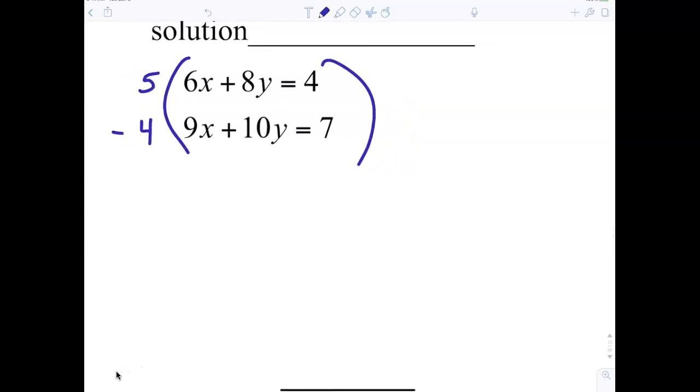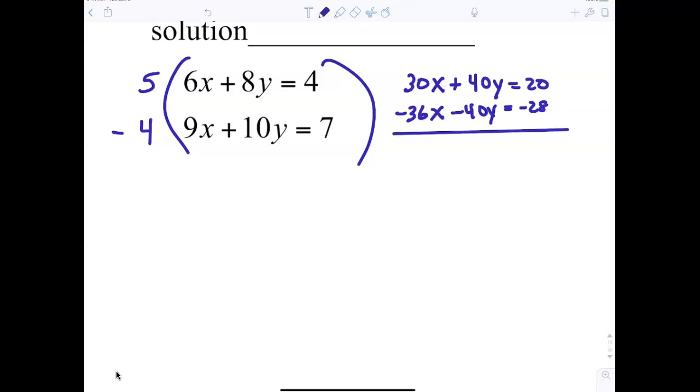All right, so if I multiply the top by 5, 30x plus 40y equals 20. Negative 36x minus 40y equals negative 28. What do I have here? Negative what? Negative 6x equals, so wow, x is equal to, which reduces to 4/3. Yes, be careful, getting some fractions.